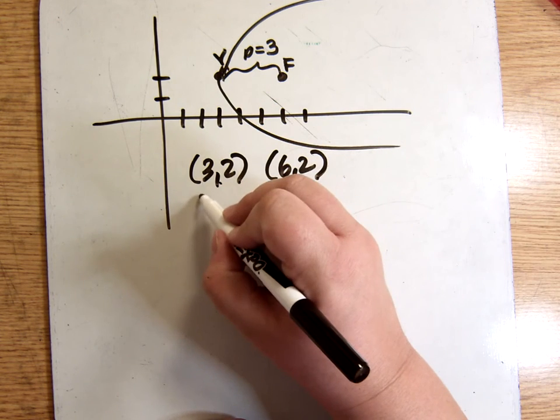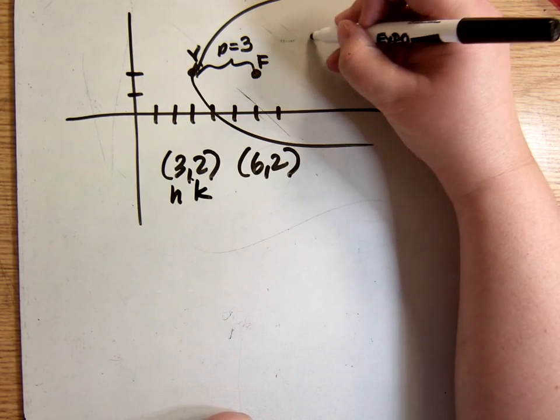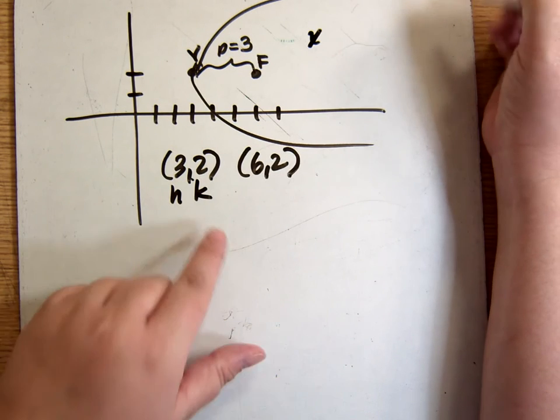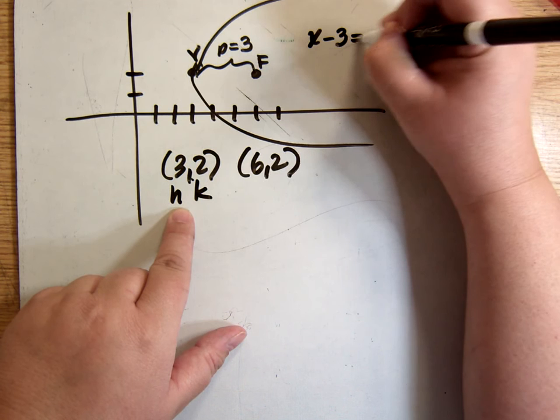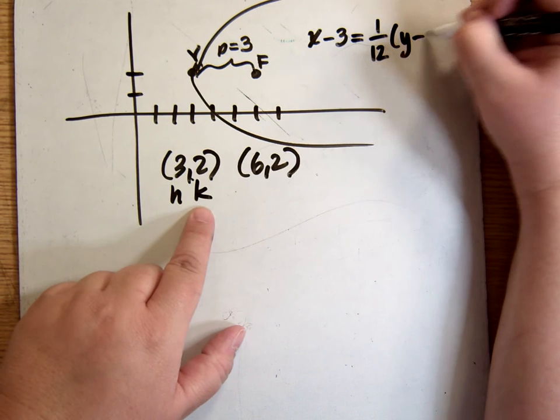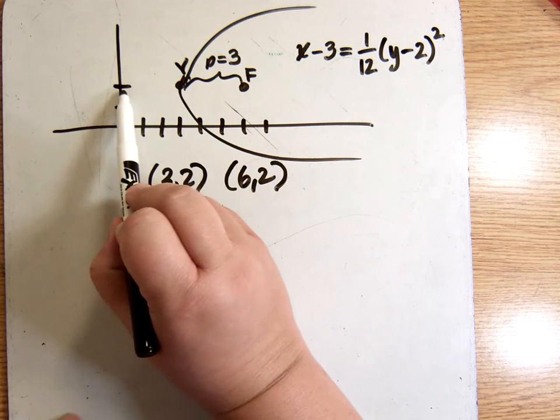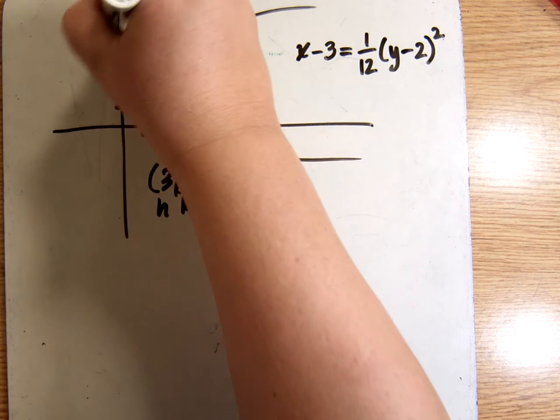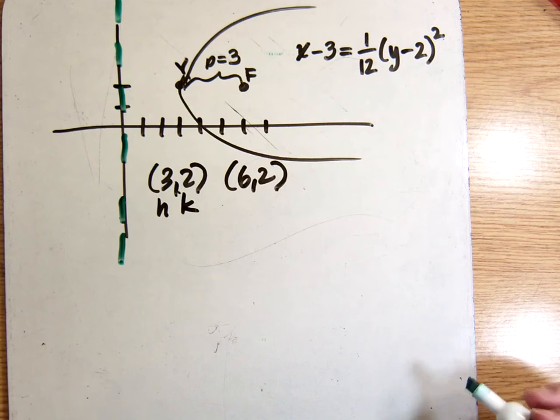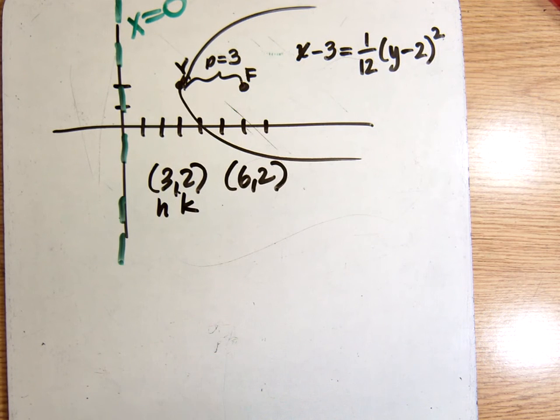This is my H and my K. So now I have everything I need. Because it's opening left-right, it's an x equals, and y will be the squared. X minus H equals 1 over 4P, which becomes 1 over 4 times 3, times y minus 2, all quantity squared. It does not ask me for the directrix on this one, but the directrix would be 3 in the other direction, so that would be right here, which is the y-axis. It's important to understand that the equation of the y-axis is x equals 0. Vertical lines always have equations x equals some number because they are the set of all points where the x value is the same.